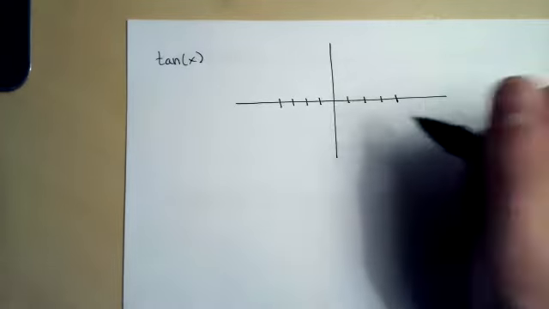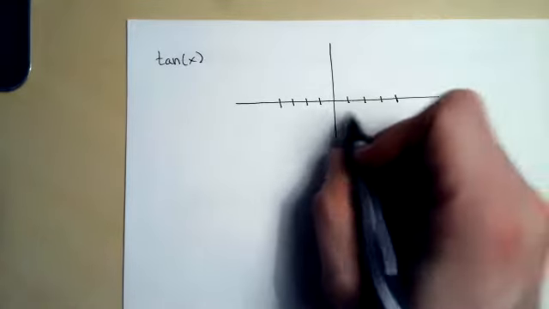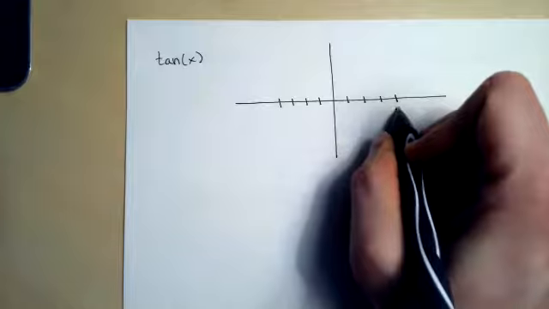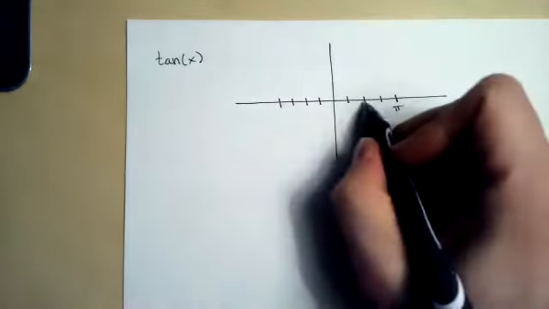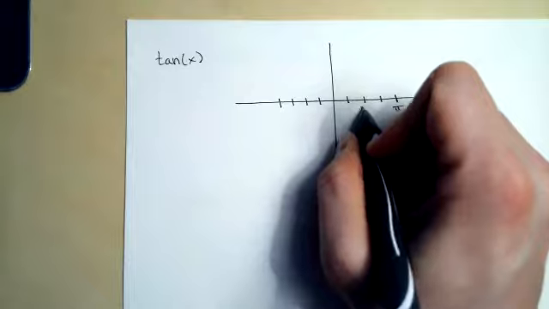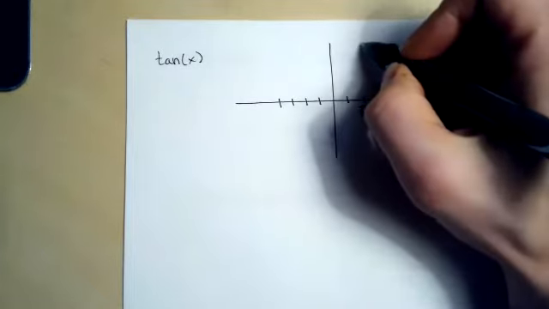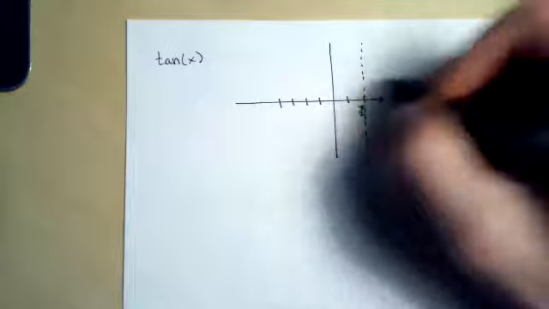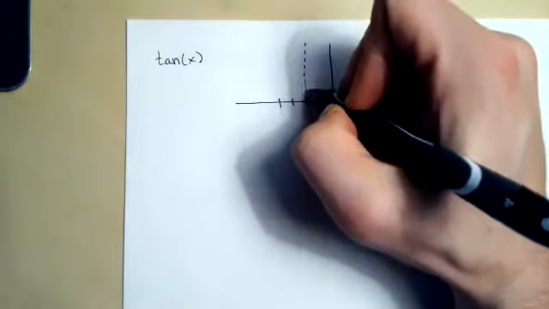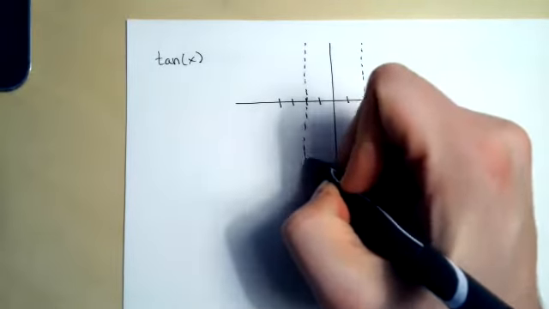And so the thing with tangent, what's going to happen is that if our period is pi, halfway of the period, so pi over 2, we are going to have asymptotes. So odd multiples of pi over 2, tangent always has asymptotes.